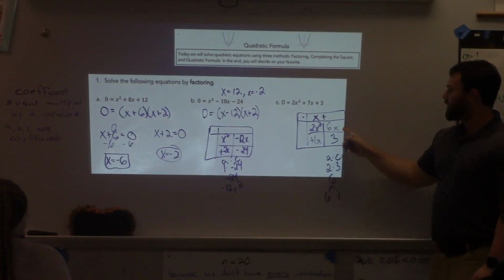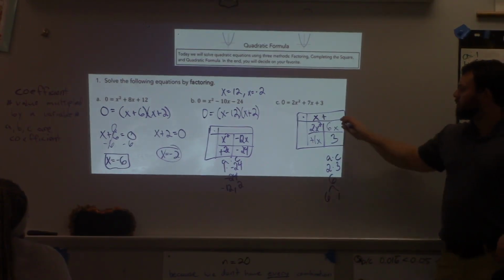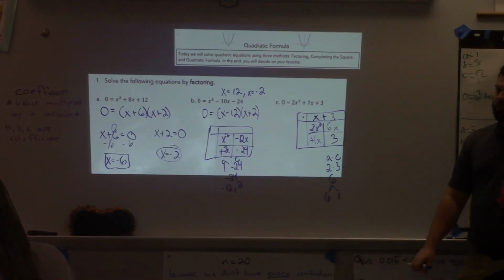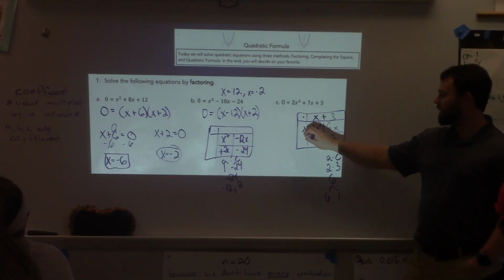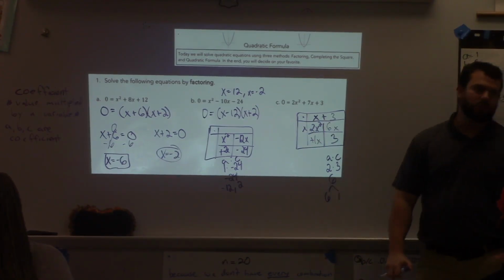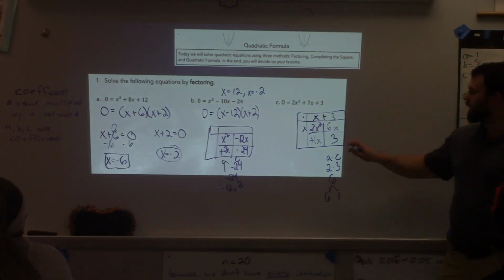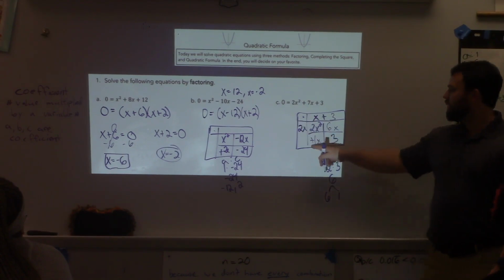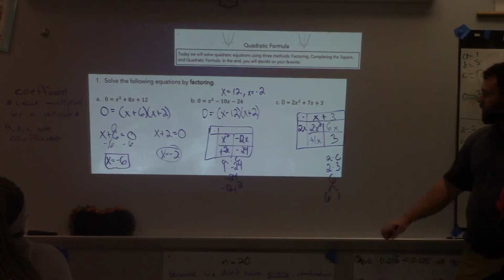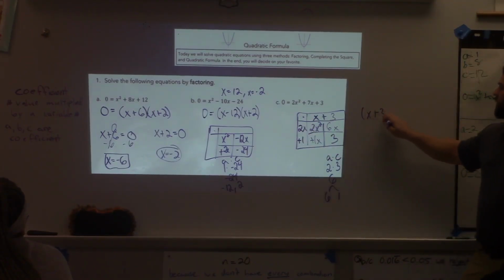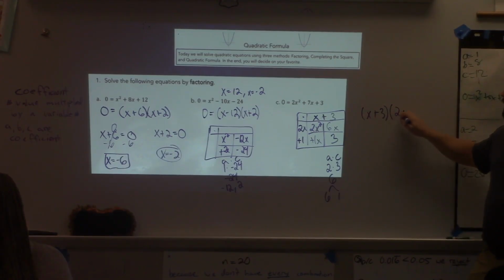Okay, so what do 6x and 3 have in common? A 3. What do 2x squared and 6x have in common? They both have an x. Do they have any numbers? They also have a 2. Remember, use your calculator, the greatest common divisor. I can divide both of those by 2. What do 1x and 3 have? A 1. Okay, so my factored form is x plus 3 times 2x plus 1 equals 0.